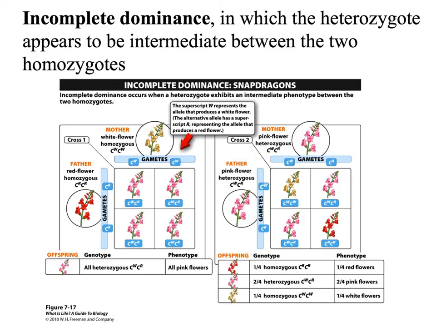Not every gene shows complete dominance. We are going to look at two other cases. Incomplete dominance is when the heterozygote appears to be an intermediate between the two homozygotes. So, in these flowers, we see that there are homozygous red flowers and homozygous white flowers. If you mix those two and have a heterozygote, we see that the offspring will be pink.